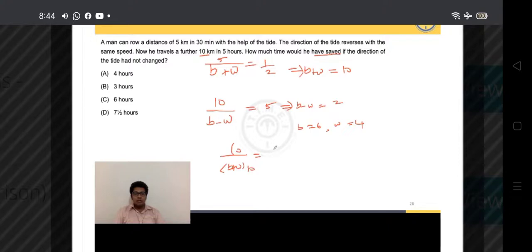So 10 by 10 is 1 hour. So instead of 5 hours, now I'll take only 1 hour. So what is the time which I'm saving? 4 hours. Got it? Okay, this is finding the boat speed and water speed.